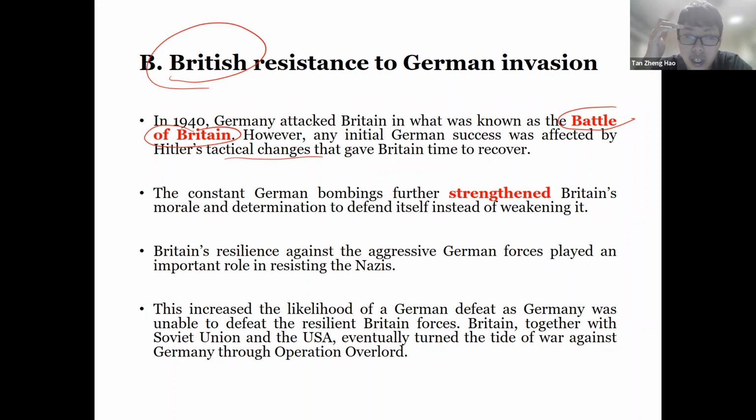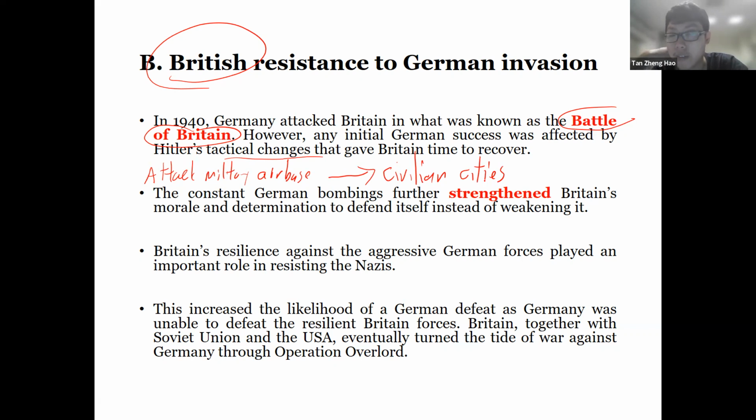If you are interested to know, at first the German Air Force was attacking military targets, attacking military airbases. But after that, Hitler changed his mind, saying, hey, you know what? Attacking military airbases is not interesting. I want to scare the British into surrender. He decided to attack civilians in cities. Every day they started bombing cities like London, killing innocent civilians, making people's lives very difficult.